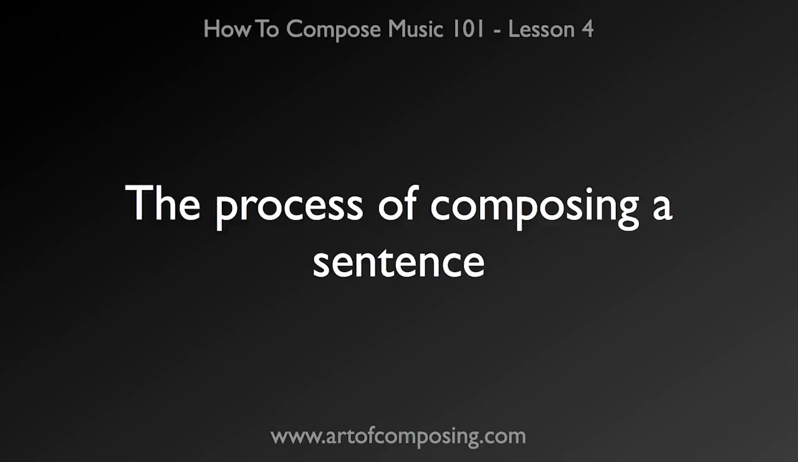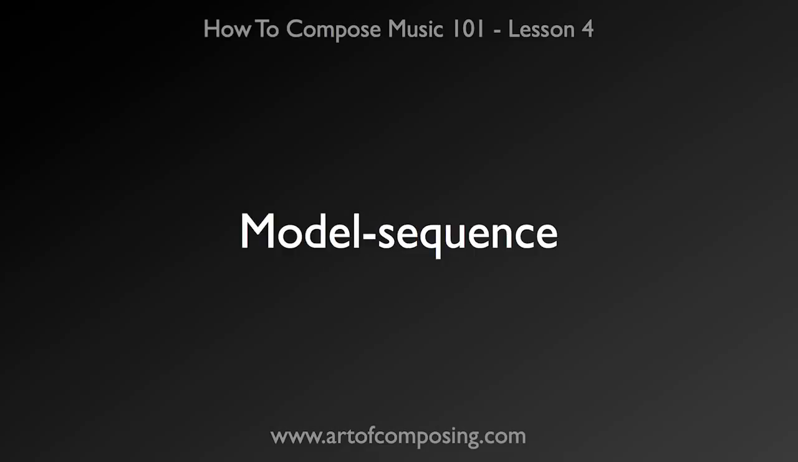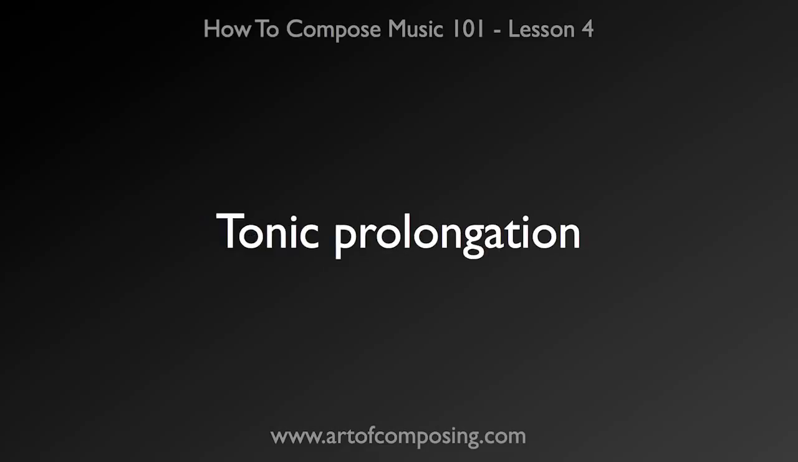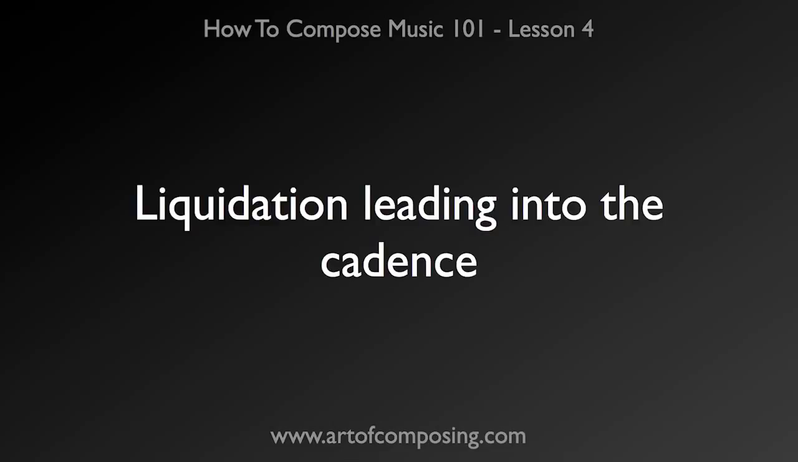So let's look at the process of composing a sentence. The first step is to compose a basic idea or take a basic idea that you've already composed. This basic idea is no different from any basic idea that you've learned to compose in the first couple lessons. The second step is to have repetition of that basic idea. You can use exact repetition, model sequence, or statement response. Remember, this repetition is tonic prolongation. The third step is to take a motive from your basic idea and fragment it. You can use the same kind of repetition that you can use in the presentation phrase. The fourth step is to start to use liquidation in your melody, leading into the cadence.